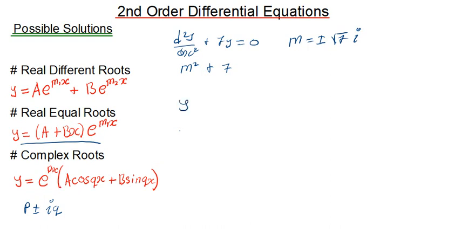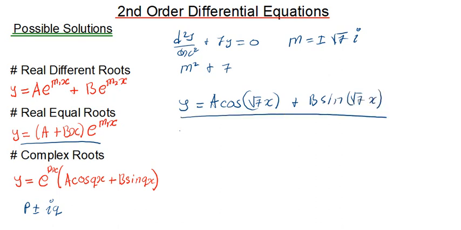I'm going to say y is equal to e to the power px. In this case my p is 0, so 0 by x is still 0. E to the 0 is 1, so I'm going to have a cos, and my q I found is square root of 7, so it's a cos square root of 7 x, like that. Then that will be plus b sine square root of 7 x, like that, and that's a solution.